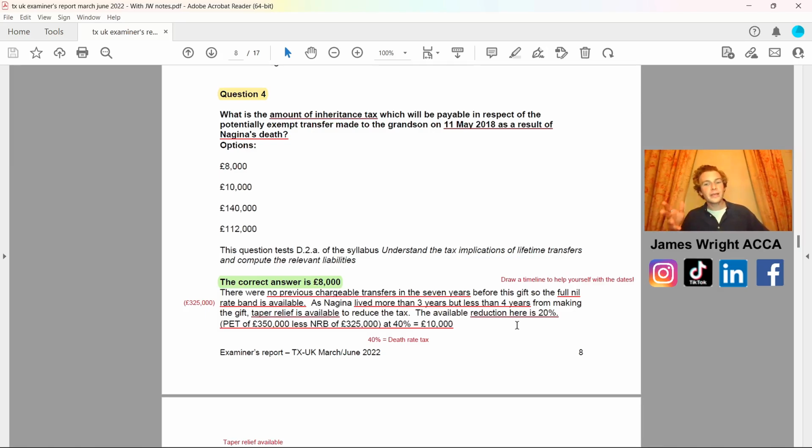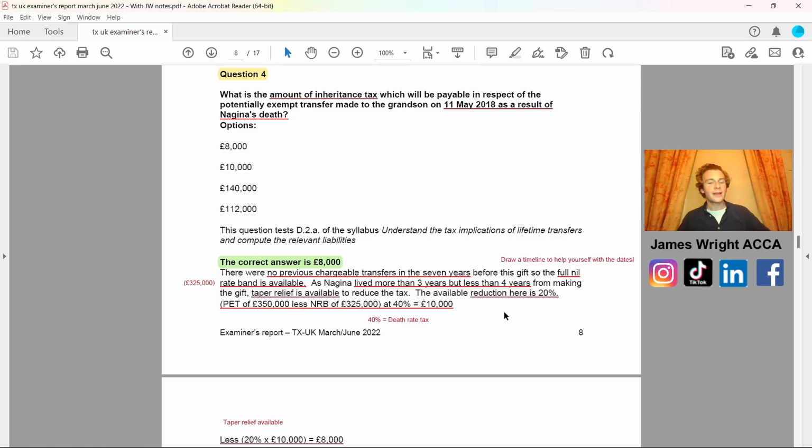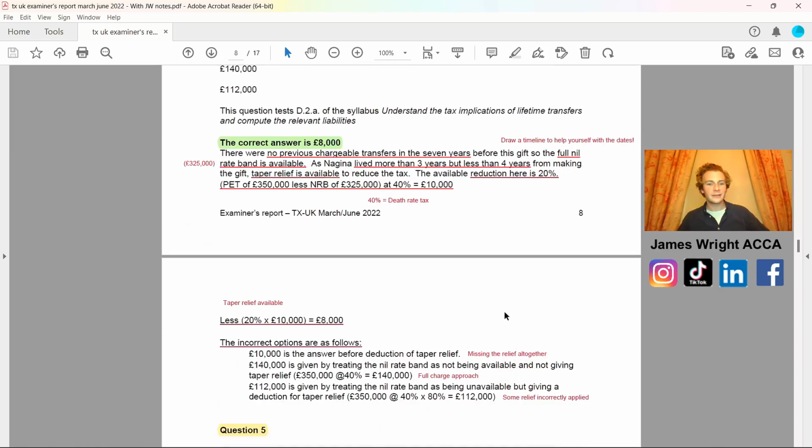Najila lived more than 3 years but less than 4 years from making the gift, therefore taper relief is available to reduce the tax on a basis of 20%. So we take the potential exempt transfer less the nil rate bands, and because this is at death, we apply the death tax rate of 40%, not the 20% that we saw above when the individual was still alive.